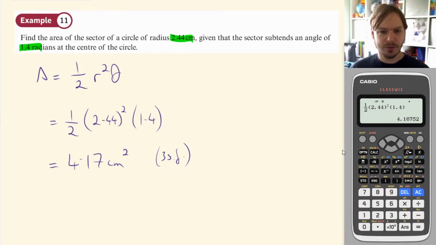Bear in mind, although we need to be working in radians, it actually doesn't make any difference on the calculator whether you're in degrees or radians at this point, because we're not actually doing any of the trig functions. So these rules work when we're in radians. If we were given the angle in degrees, we'd have to do some converting. But if we're given the angle in radians, we can just use these formulas on the calculator and not think quite so hard about it.